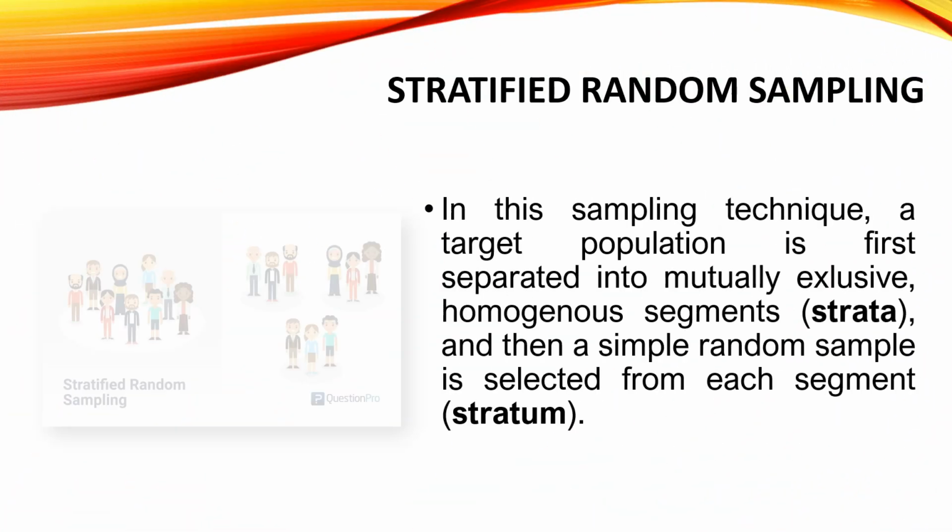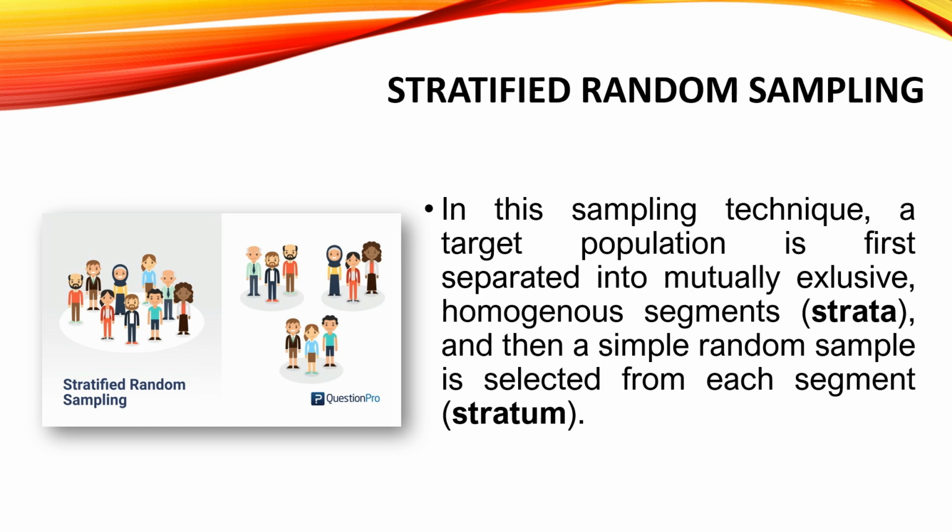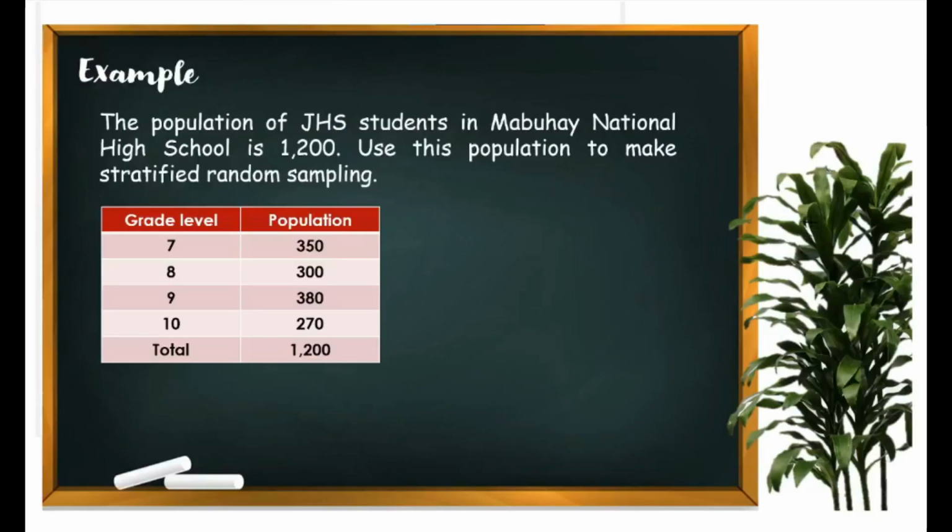Stratified random sampling. In this sampling technique, a target population is first separated into mutually exclusive homogeneous segments called strata, and then a simple random sample is selected from each segment called the stratum. So this is our example in doing a stratified random sampling.